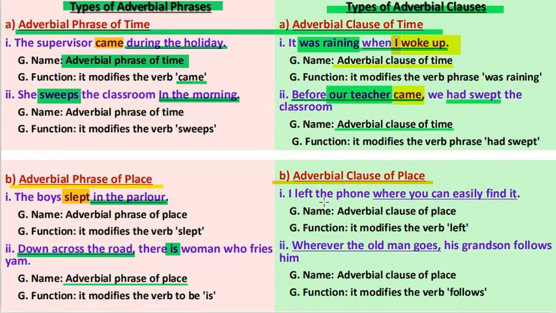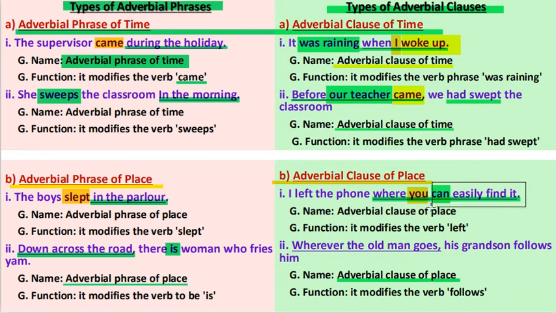The first example there says, I left the phone where you can easily find it. Where you can easily find it is an adverbial clause of place. That is the grammatical name. It is a clause because it contains a finite verb, and that is a modal verb, can. Can is a modal verb. It is a finite verb. And of course, it contains a subject, you, and the predicate, can easily find it.